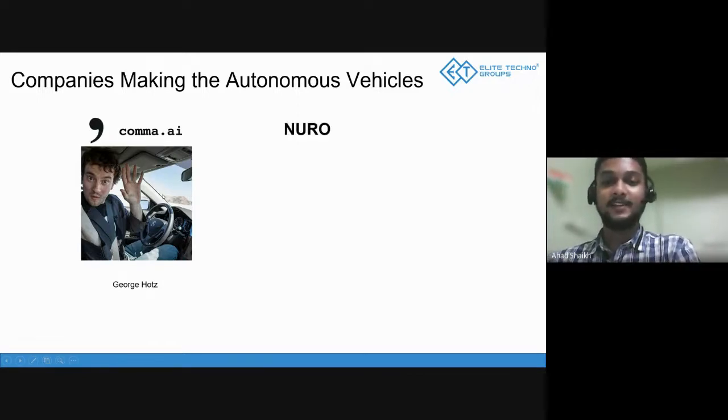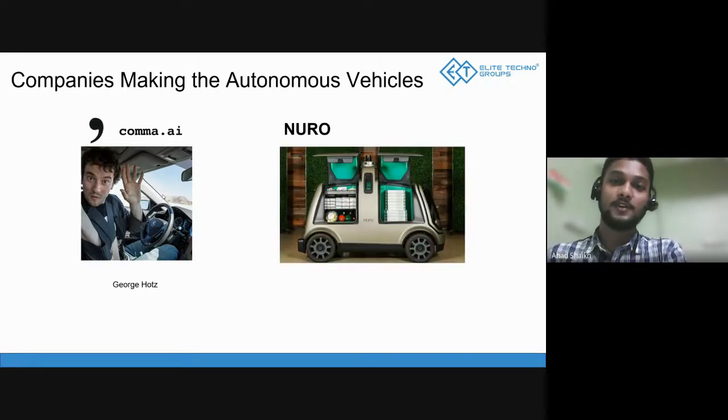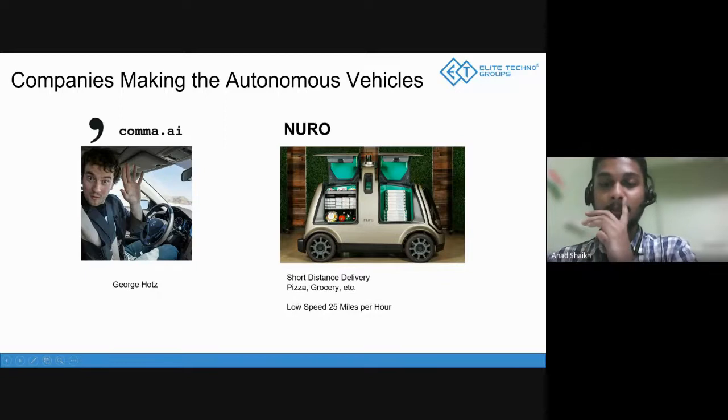So moving ahead, another player in this market is Neuro Motors. What they are doing is making completely driverless cars, beautiful ones, but they are not for passenger transportation. It's for delivery purposes basically. They are working on short distance delivery.